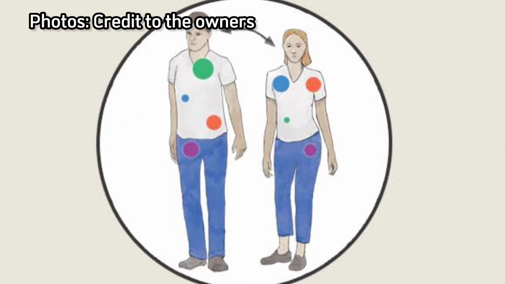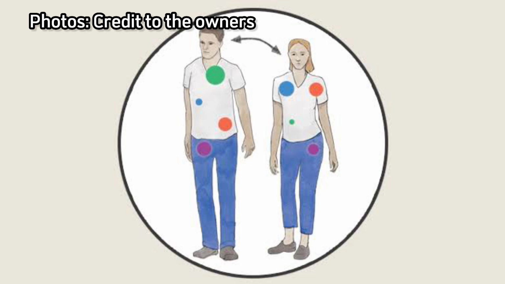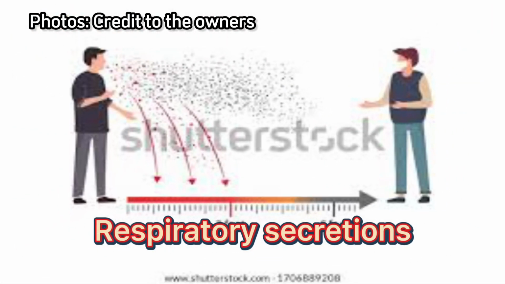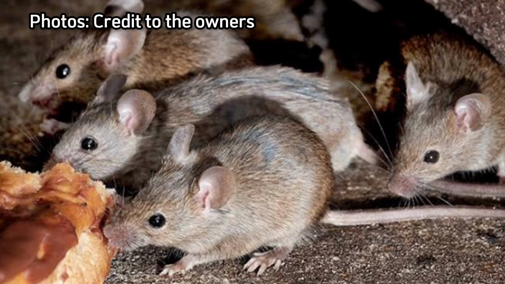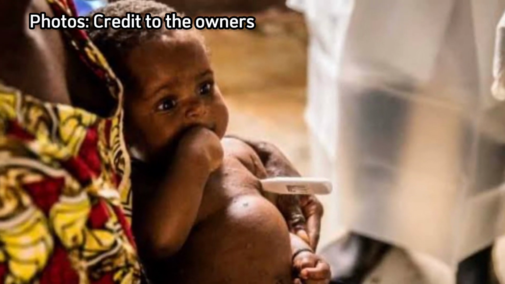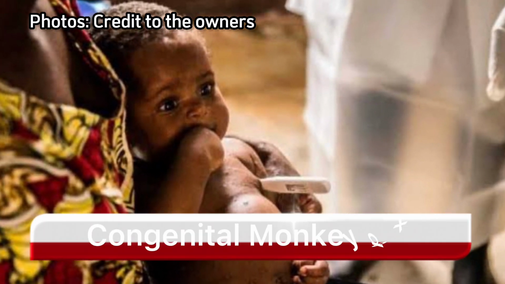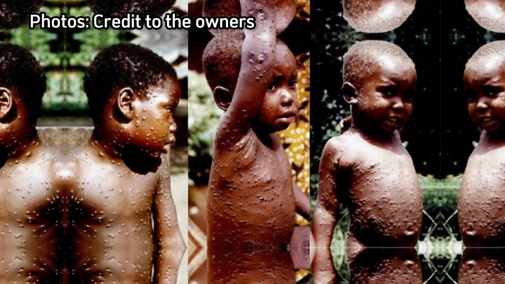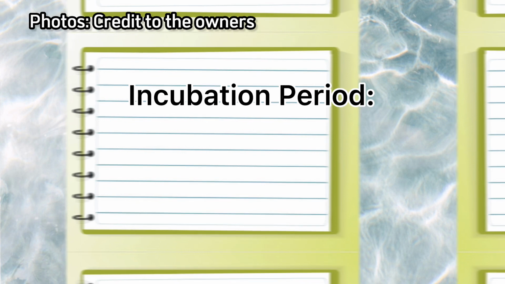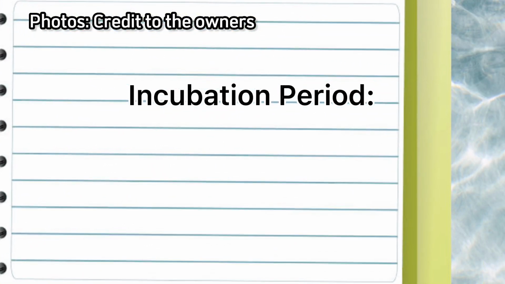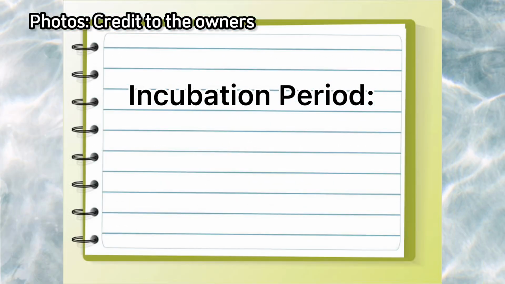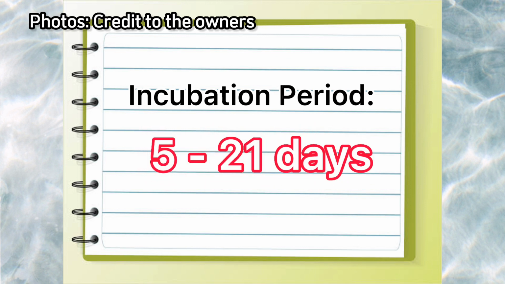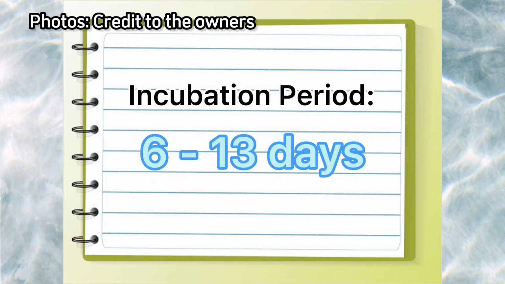On the other hand, human-to-human transmission can result from close contact with respiratory secretions, skin lesions of infected person, or recently contaminated objects. Also, transmission can occur through the placenta from mother to fetus, which can lead to congenital monkeypox. Transmission of monkeypox virus is also possible during close contact after birth. The incubation period, or the interval of infection to the onset of symptoms of monkeypox, can range from 5 to 21 days, but is usually from 6 to 13 days.